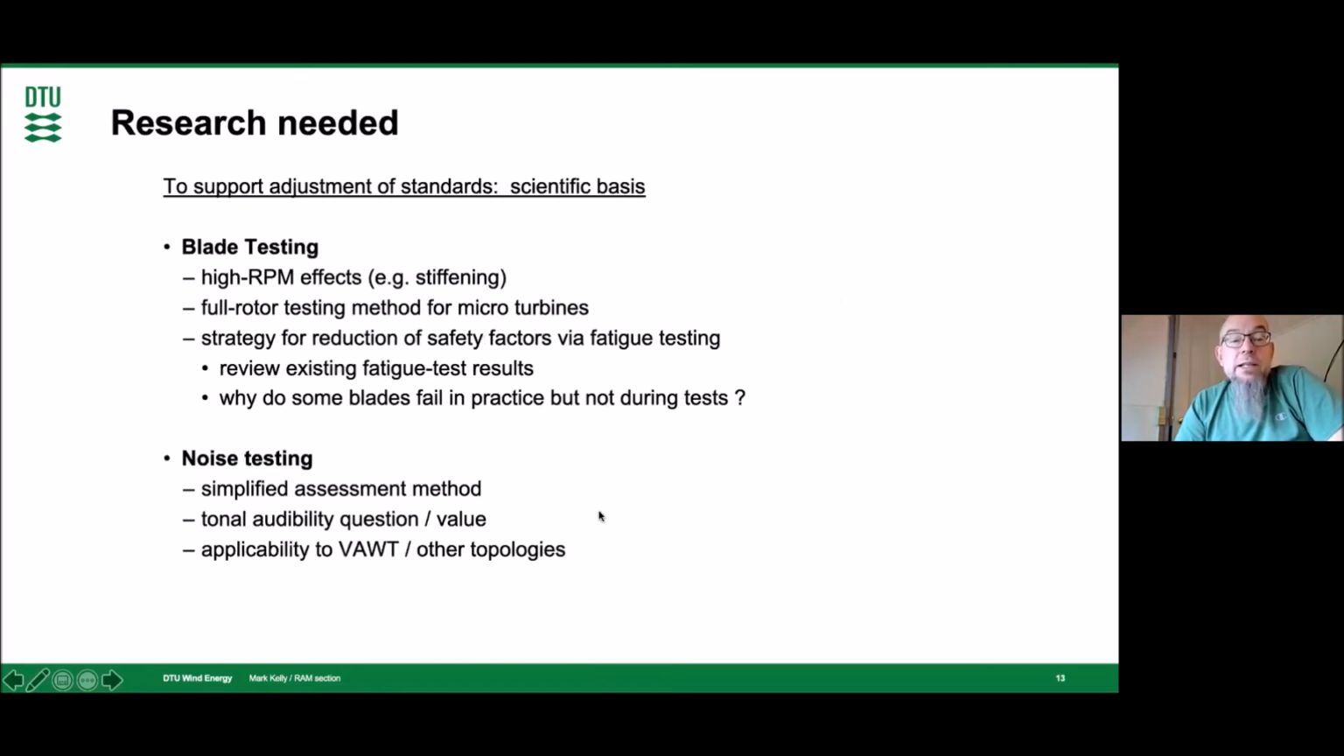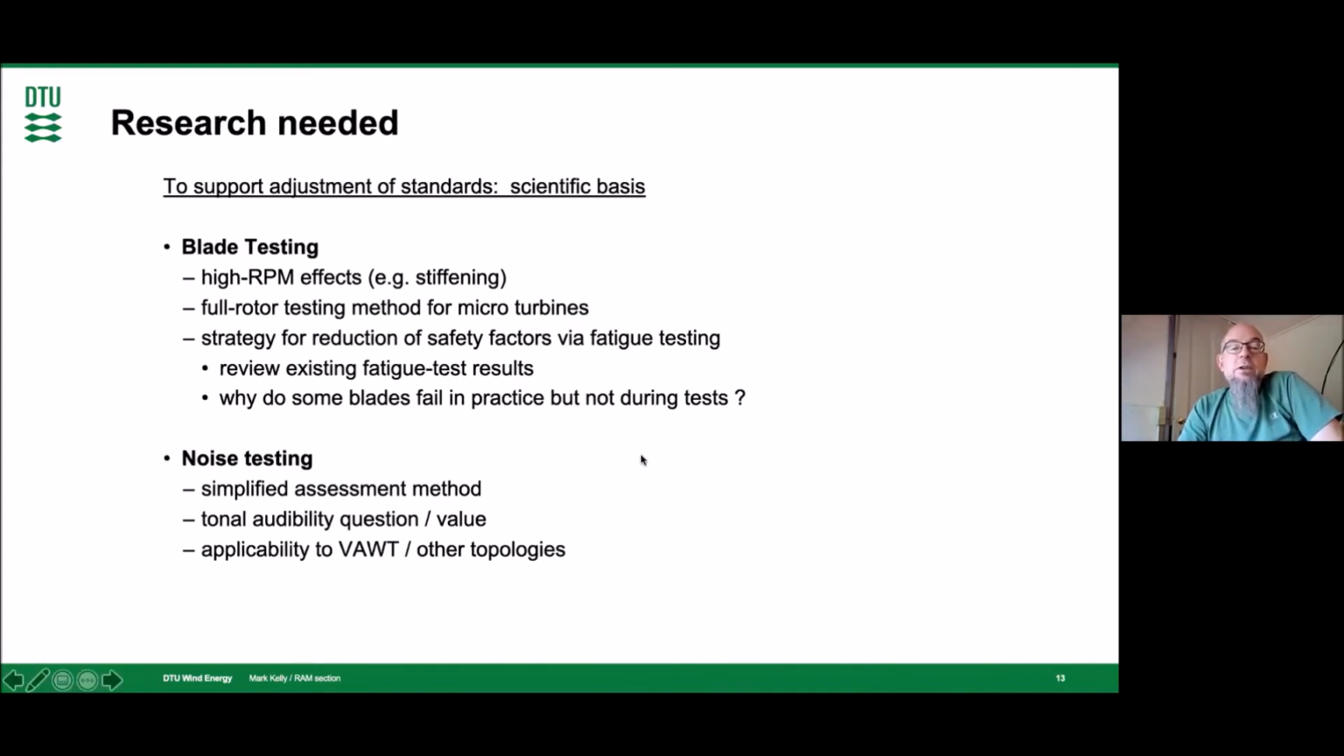Okay, so blade testing, high RPM stuff. And we need an actual strategy to reduce safety factors. That's just through fatigue testing. And then, of course, for the really small ones, the few kilowatts and smaller, we need full rotor testing. In the end, why do some blades actually fail, but not during tests? Looking out over lots of test results, which now exist in the almost 20 years since the -2 came out, the last edition of the -2, we can do this.